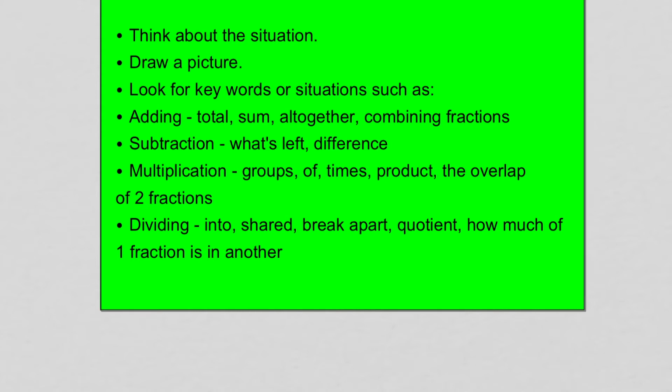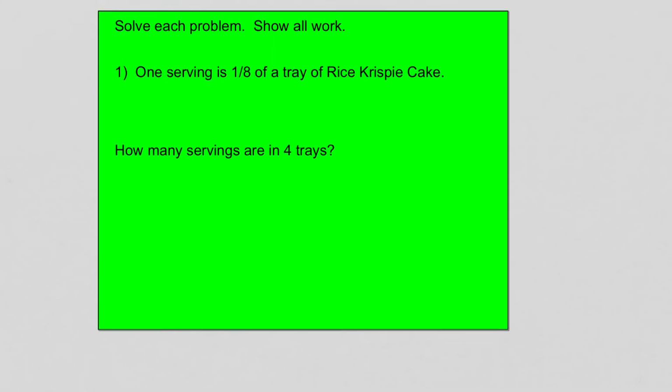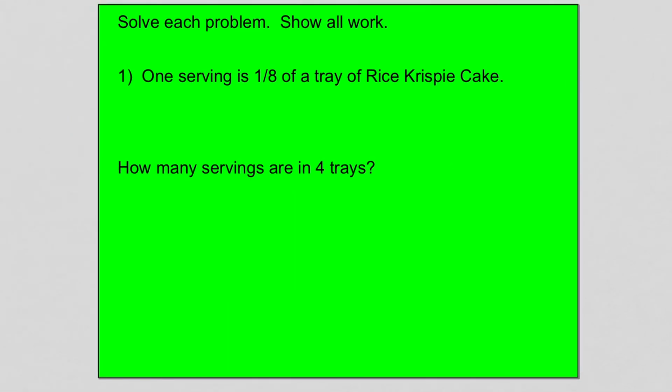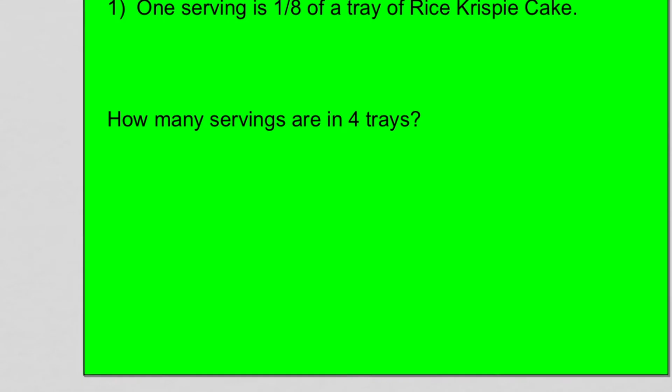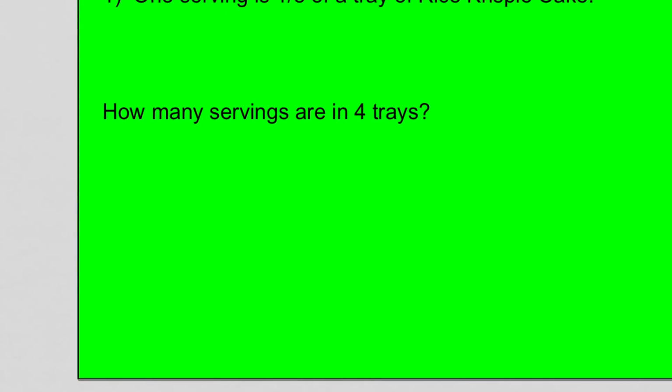Let's practice a couple of these now. Number 1, it says, one serving is 1/8 of a tray of Rice Krispie cake. How many servings are in 4 trays? Well, how many servings are in 4 trays? How much of something is in another? I'm thinking that situation might lend itself to dividing, but I also think I can maybe draw out what this looks like. So I'm going to draw 4 trays of Rice Krispie cake.